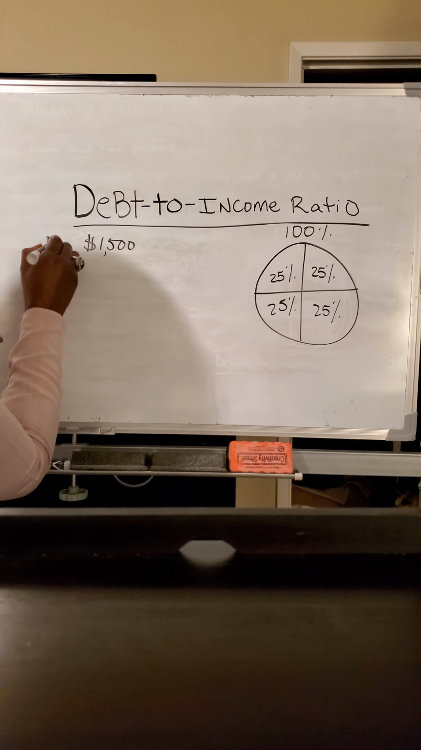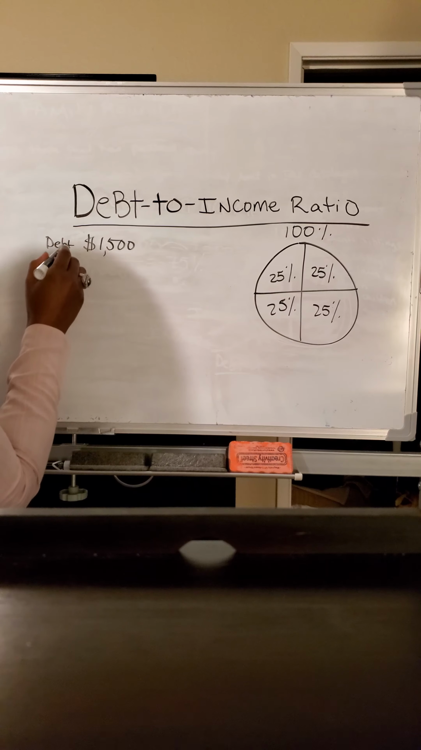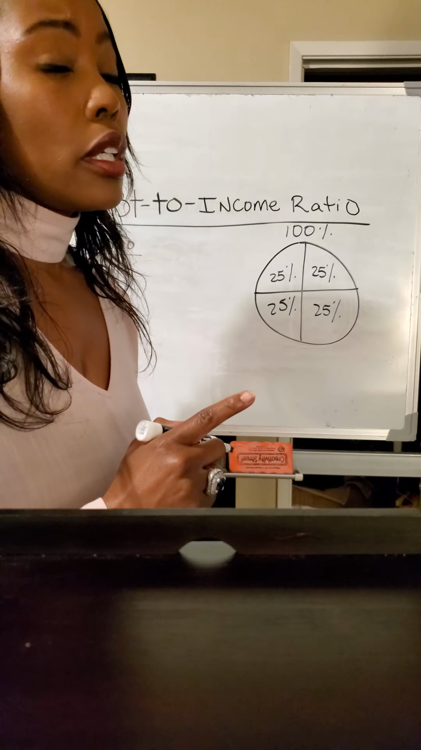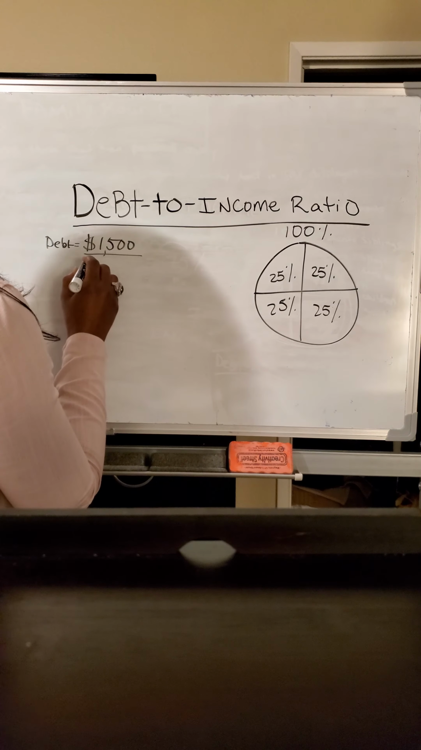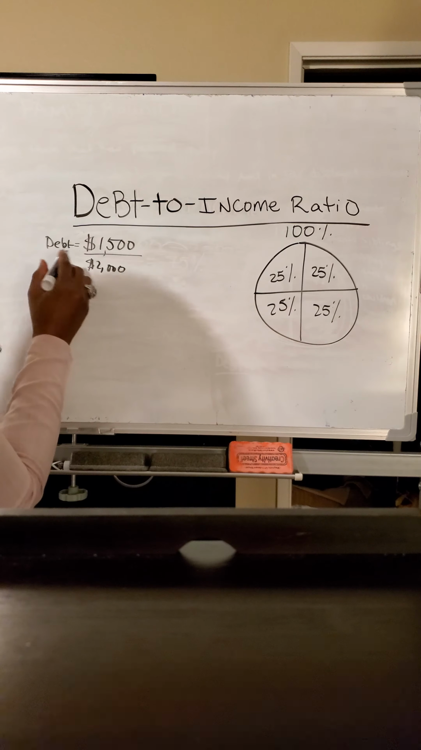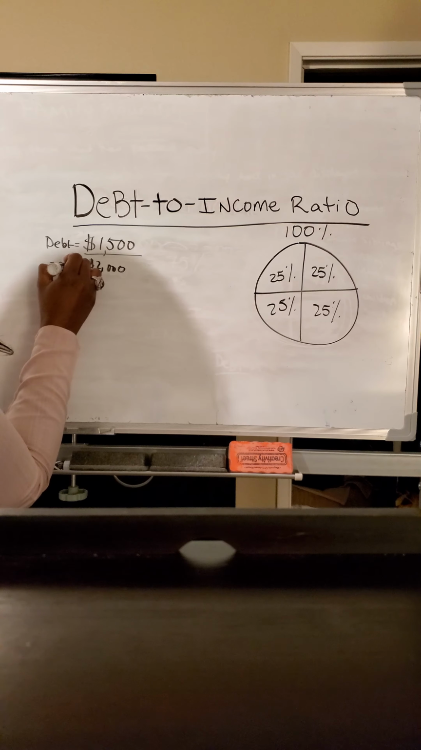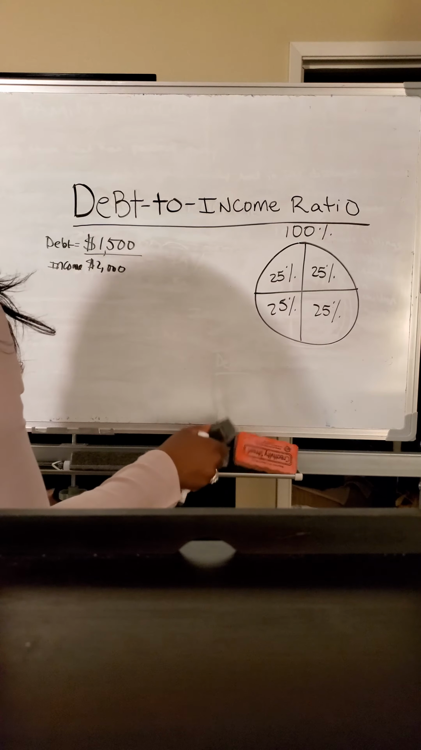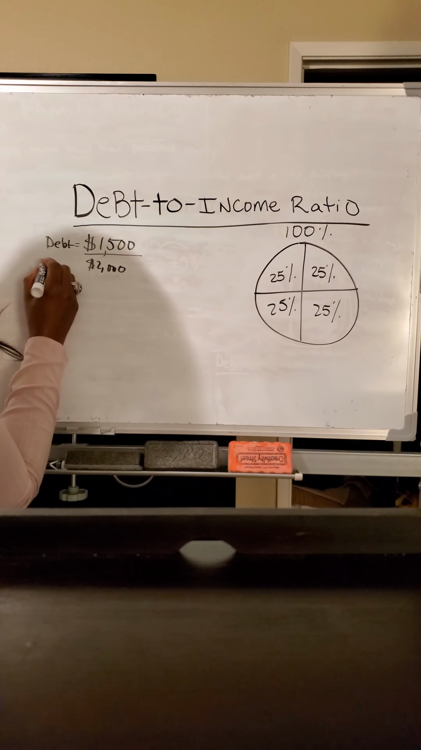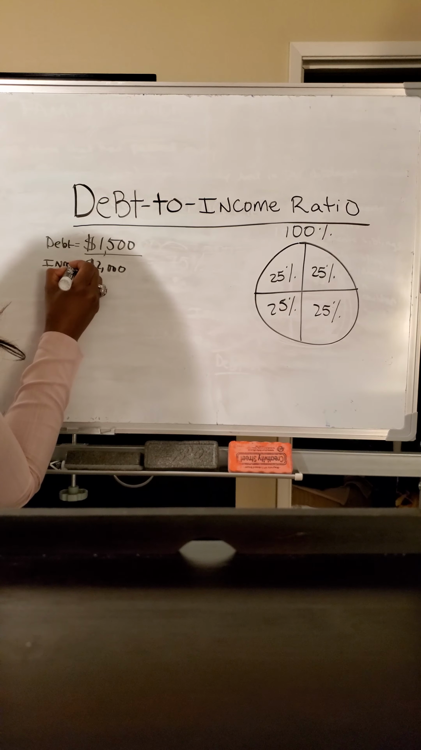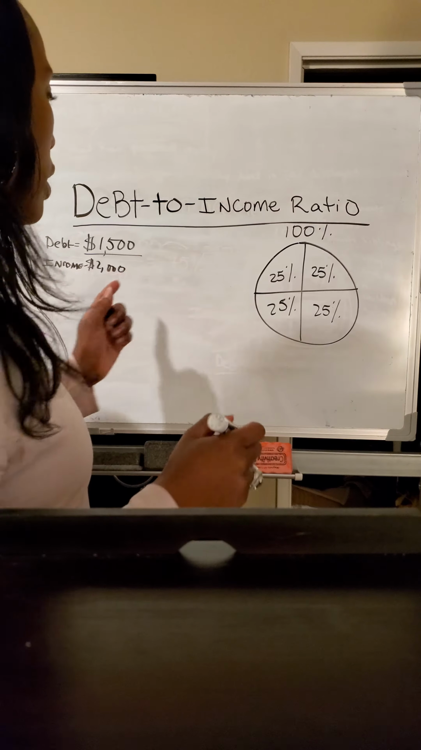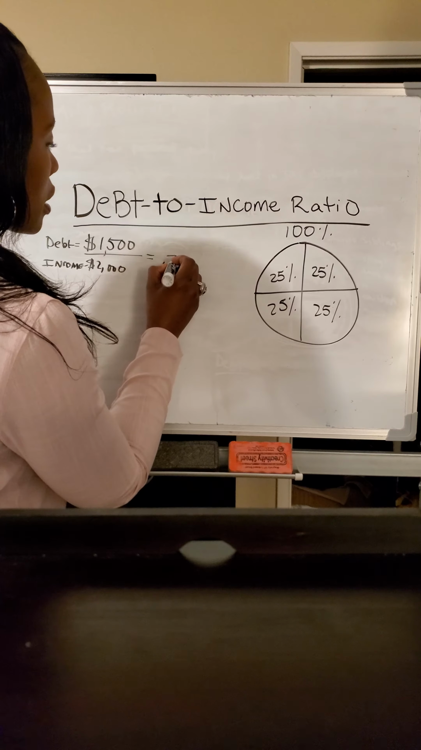So this is your debt. Now you want to divide that by your income. Let's say your gross income is $2,000, okay? Sorry, my handwriting's a little bad. So this is your income. Oh, that's horrible. My handwriting is horrible. Hold on. Hopefully you guys can see this well. Okay, so that's income. So $1,500 divided by $2,000 equals 0.75.